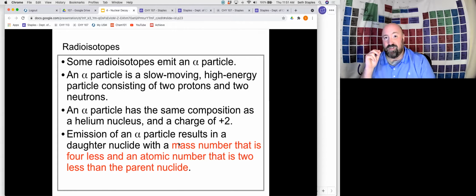the resulting what we call daughter nuclide, which is the nucleus that's left over after the alpha particle leaves, has a mass number that goes down by 4 and an atomic number that goes down by 2. Now think about what that means for just a minute. If the atomic number changes, what does that mean for the element? It changes its identity. And so this type of radiation that a nucleus undergoes will actually change the identity of the element.